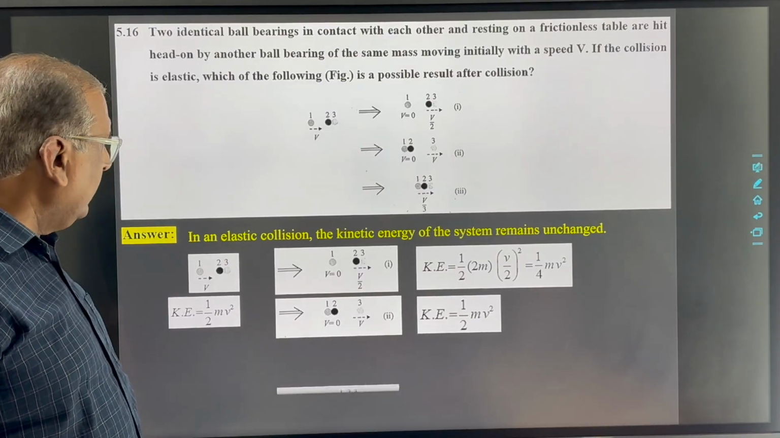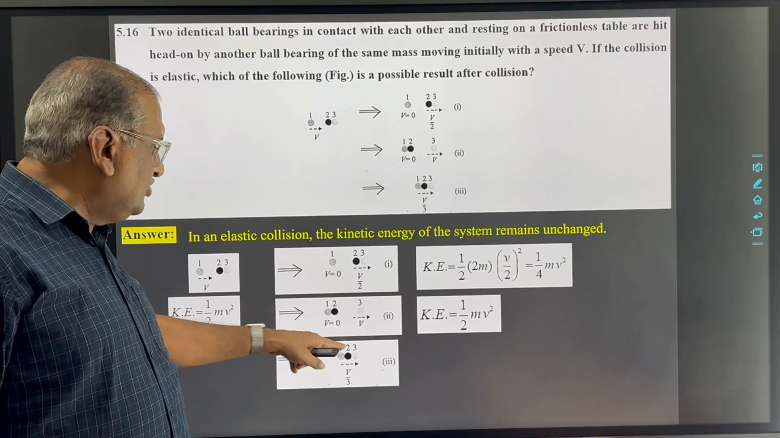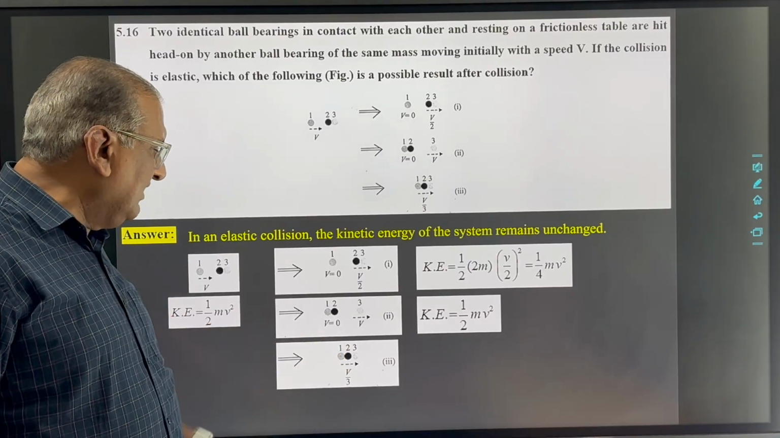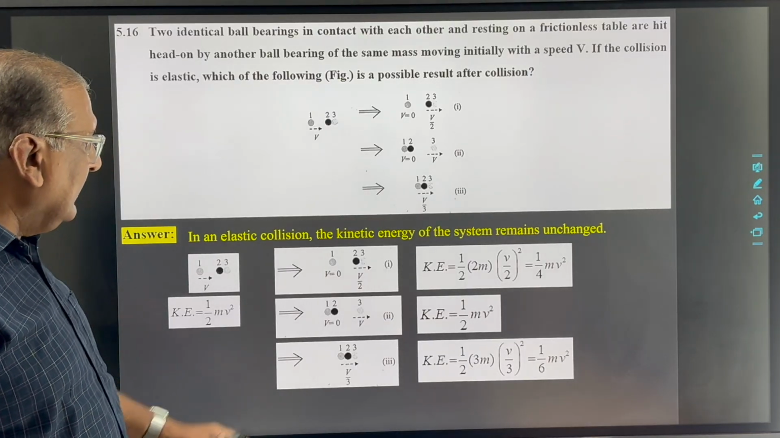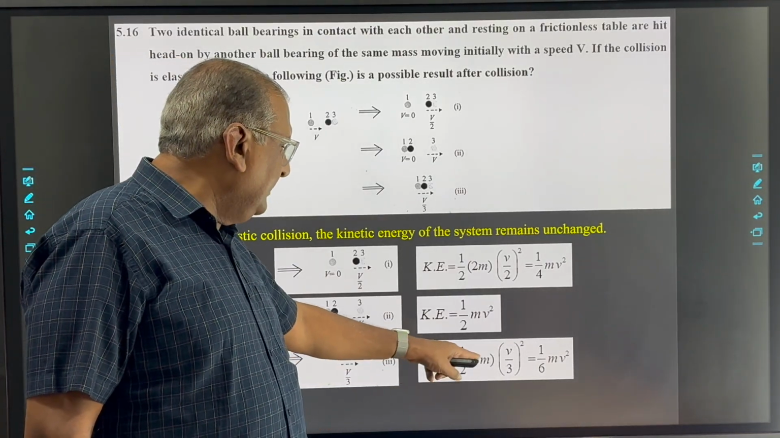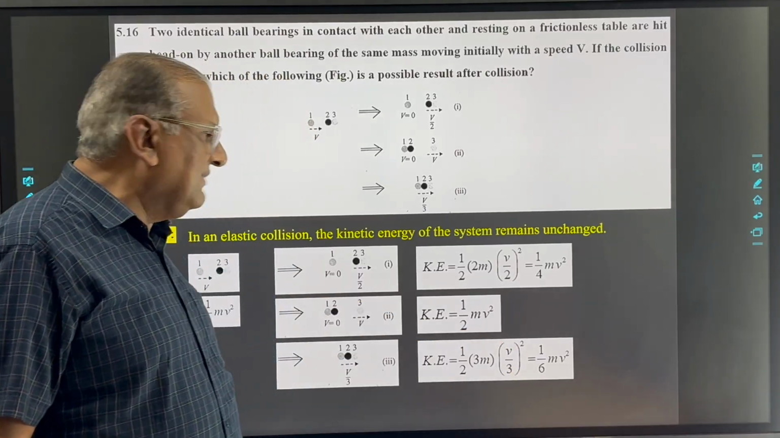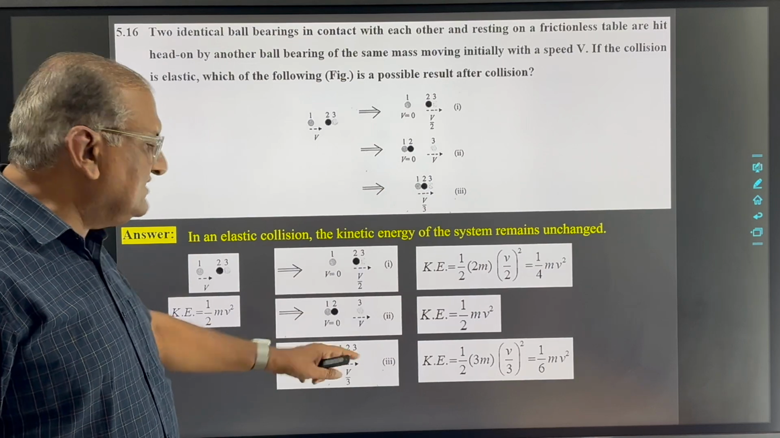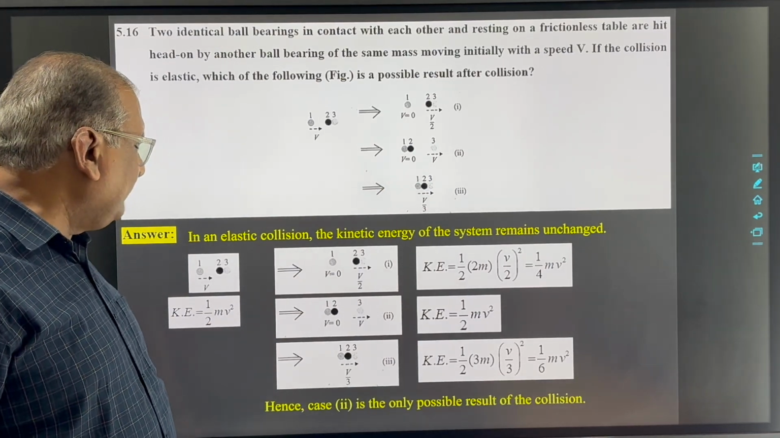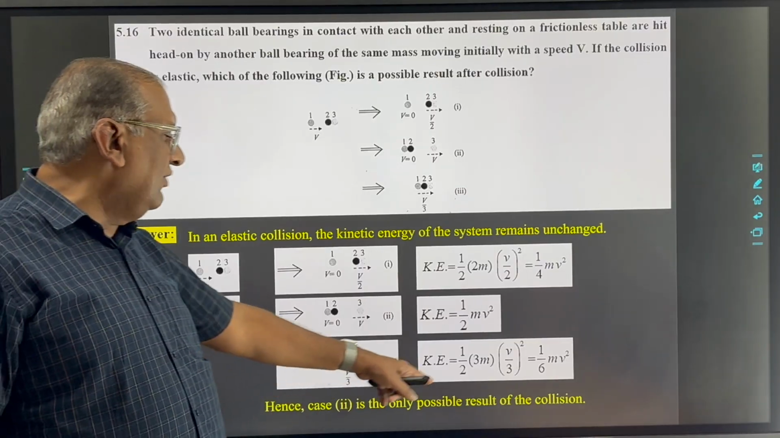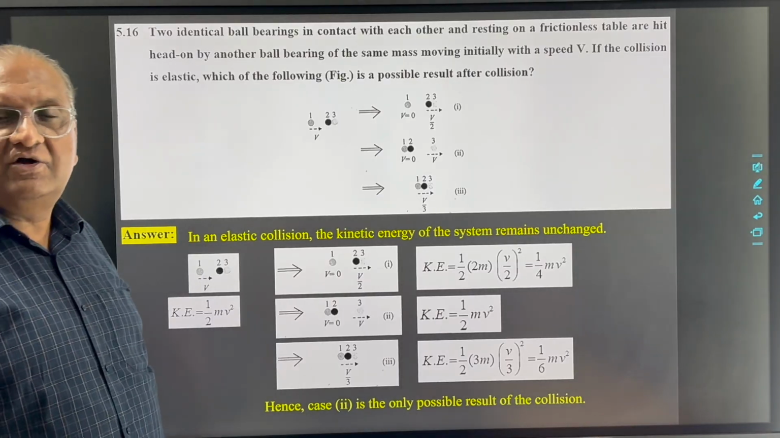Let's check the third one. After collision, here it is shown 1, 2, 3 combine and move with common velocity v by 3. So in the third case, the kinetic energy is half into 3m into v by 3 whole square, and that comes to 1 by 6 mv square. So in this case also kinetic energy is not conserved. So we can say finally case 2 is the only possible result of the collision. Clear to all of you?